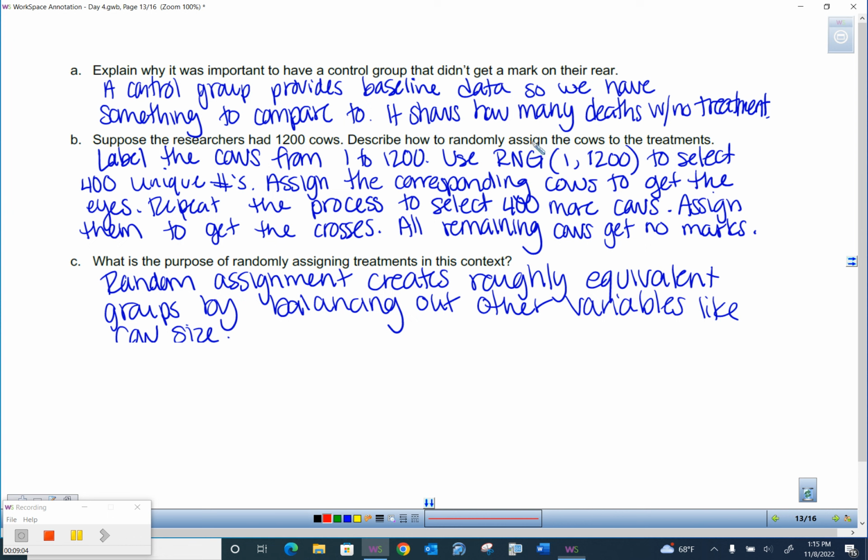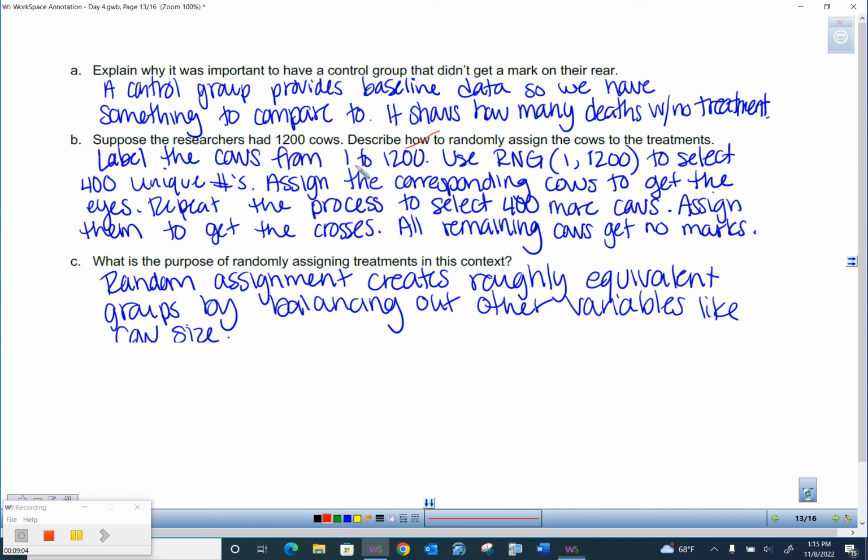And we're going to use a random number generator almost always. Okay, so we're going to label the cows 1 to 1,200. That should be always your step 1. Whatever you're talking about, you're labeling them 1 to whatever. And then we use the random number generator to select 400 because we had 3 different groups this time. 1,200 divided by 3 is 400.